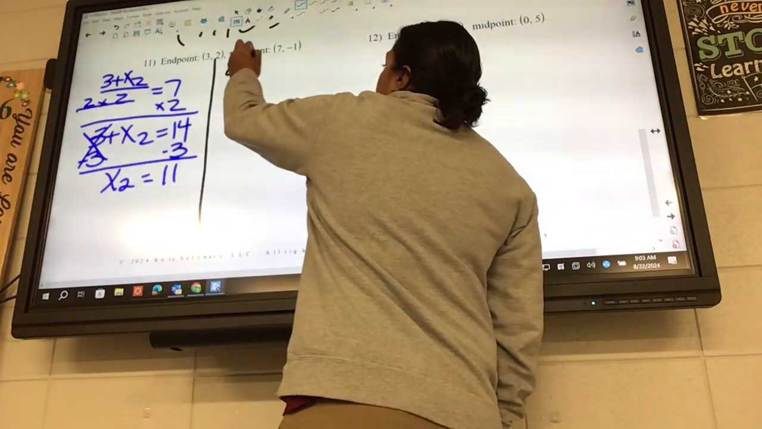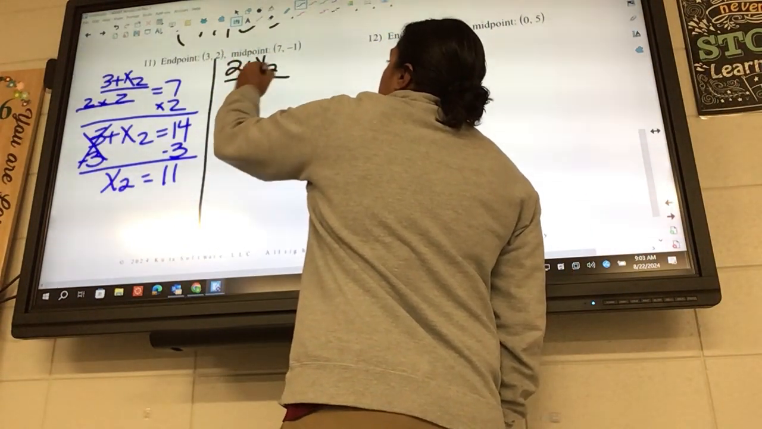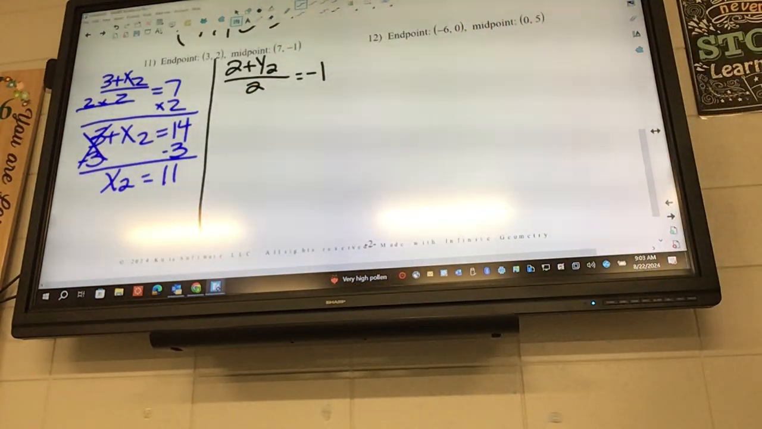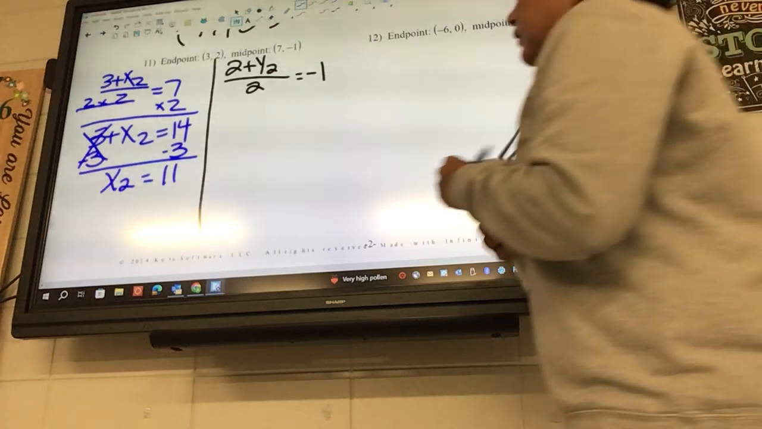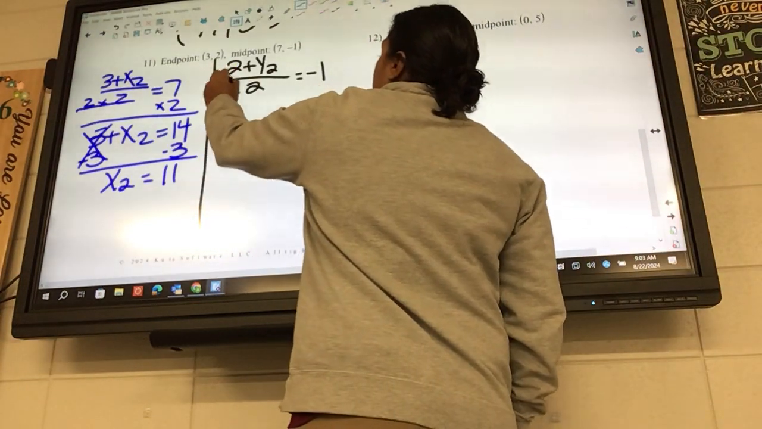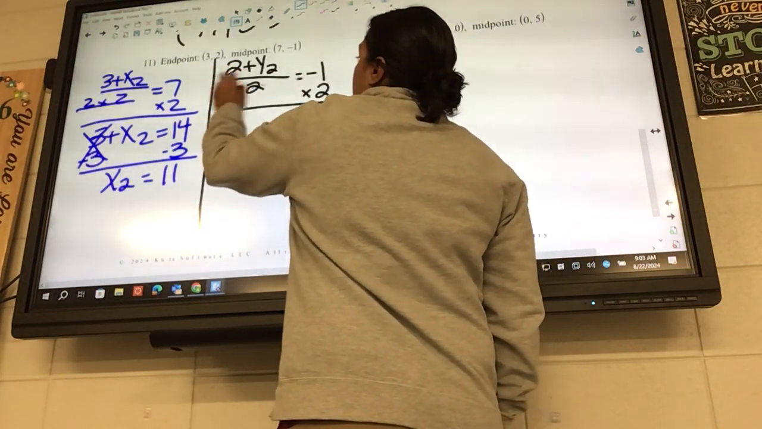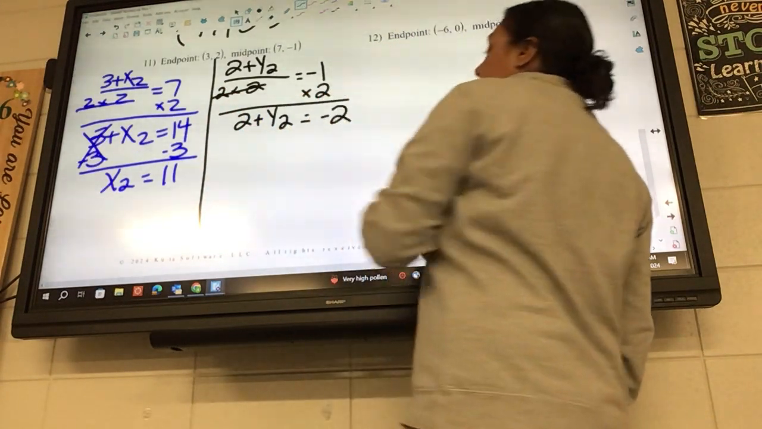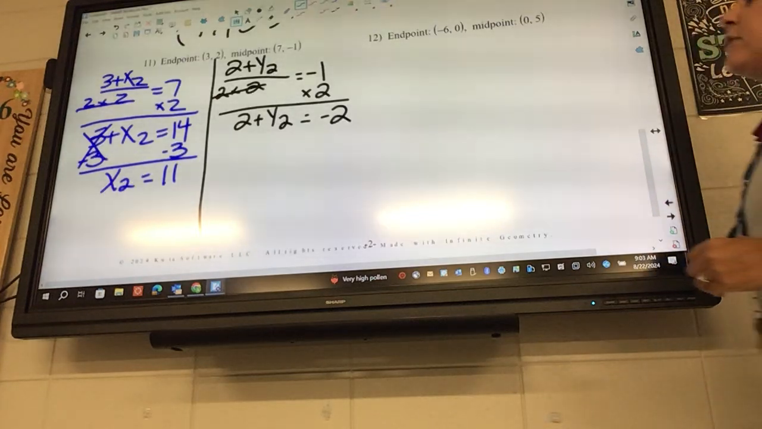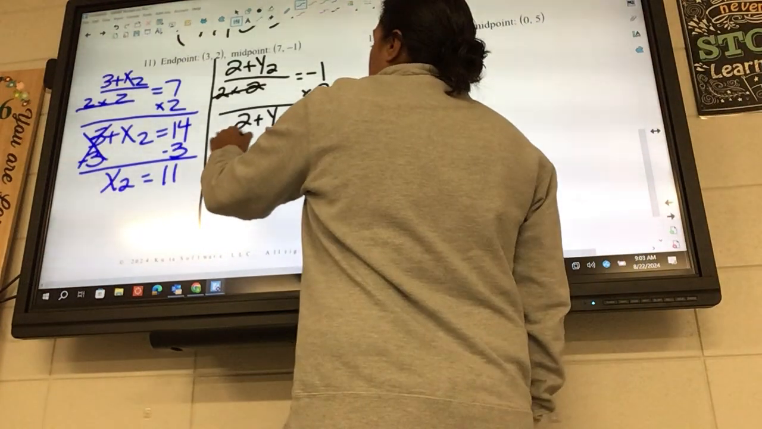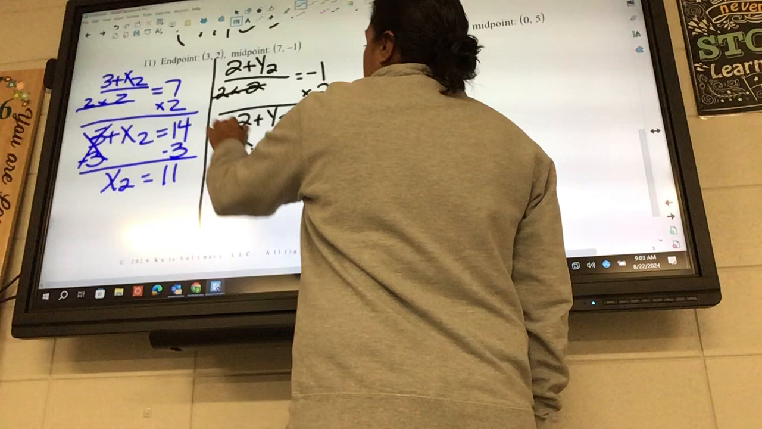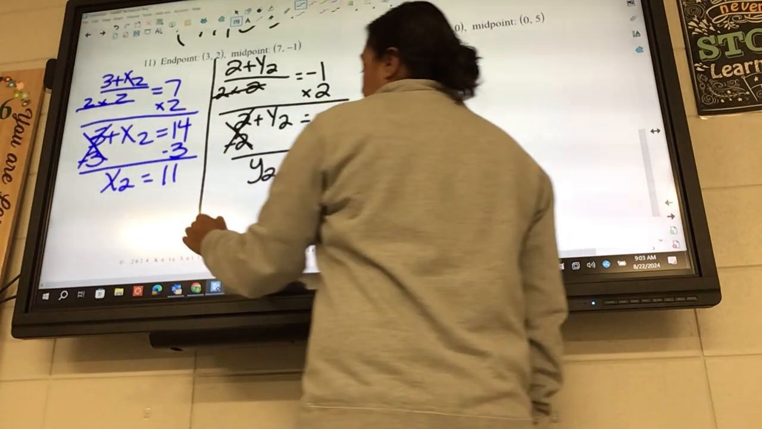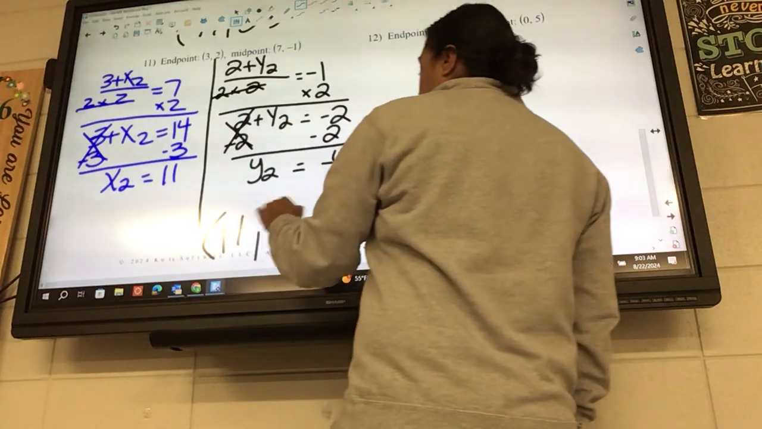And then I got (2 + y2) / 2 = -1. Multiply by 2 on both sides. So we get 2 + y2 = -2. Minus 2 on both sides, and it's going to give me a -4. So we got (11, -4).